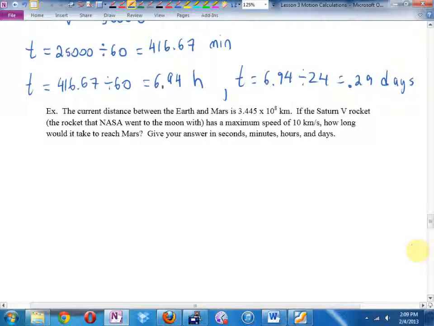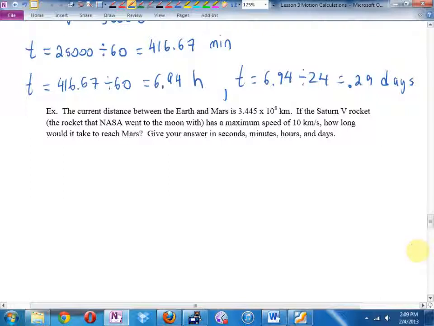Here's the first issue. Mars and the Earth rotate at different rates. We would probably want to go when they're closer together rather than when they're further apart. But this morning I looked it up. The current distance between the Earth and Mars is 3.445 times 10 to the 8th kilometers.